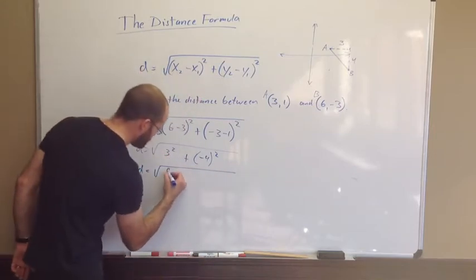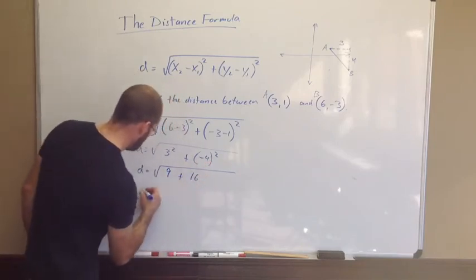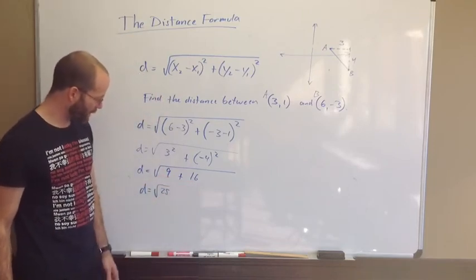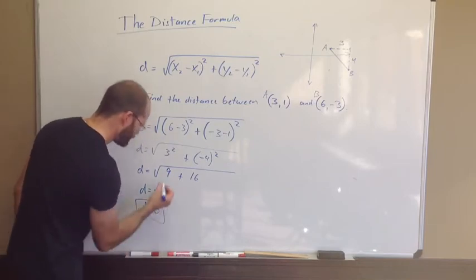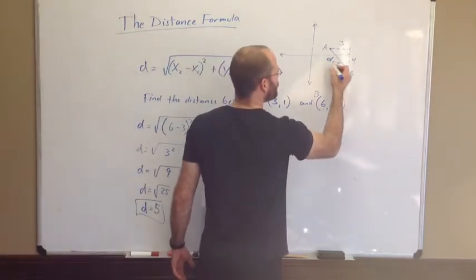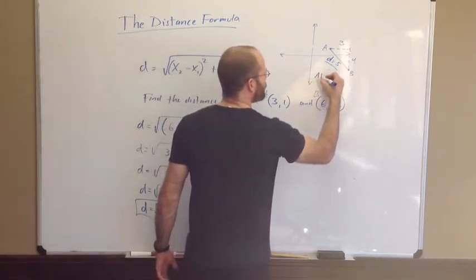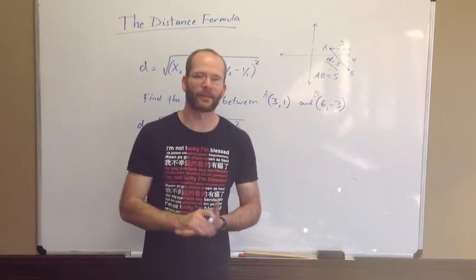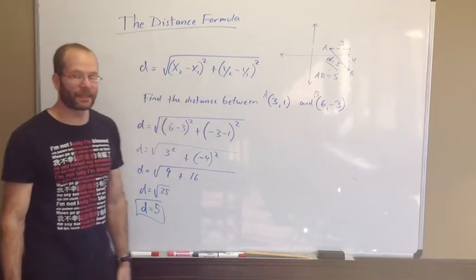Three squared is 9. Negative 4 squared is actually positive 16. So we end up with the square root of positive 25, which is equal to 5. So the distance from A to B is equal to 5 units. We could also write it this way, remember: AB equals 5. AB is the distance from point A to point B. So that's the distance formula. You need to memorize the formula so you can use it at any point in time.